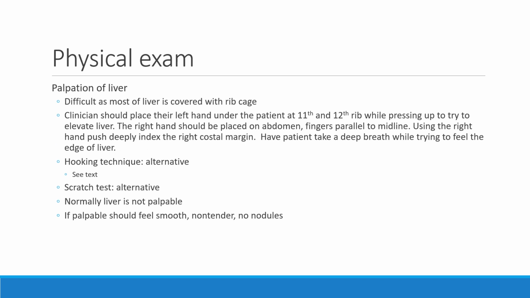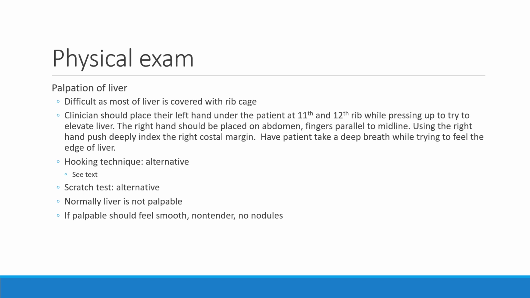So palpation of the liver, this is difficult because most of the liver is covered with the rib cage. The clinician should place their left hand under the patient at the 11th and 12th rib while pressing up and trying to elevate the liver. The right hand should be placed on the abdomen with the fingers parallel to midline, and using the right hand, push deeply into the right costal margin. The patient should take a deep breath while you're trying to feel that edge of the liver.